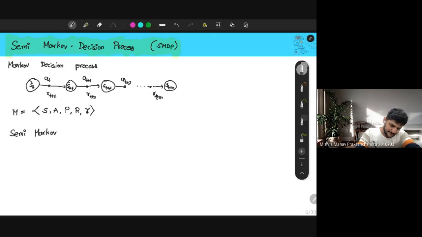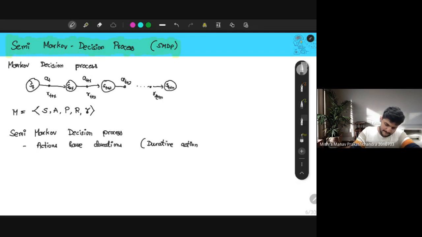semi-Markov decision process, the actions have durations. Okay. Or what we call durative actions also. So this, you can call it a durative action.